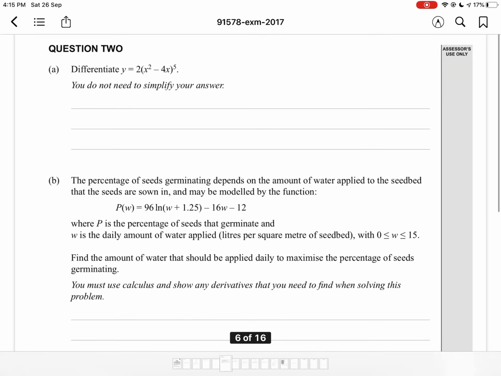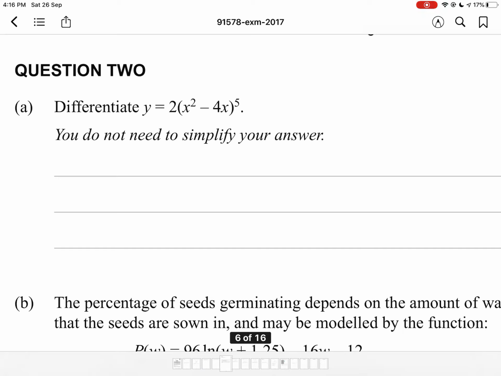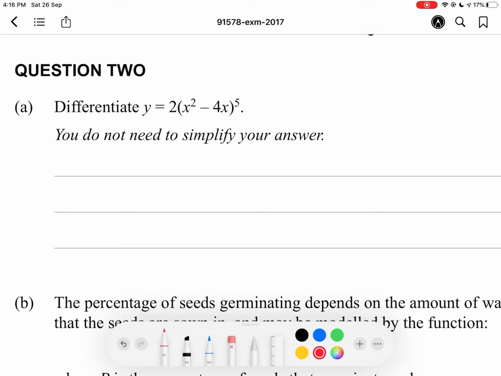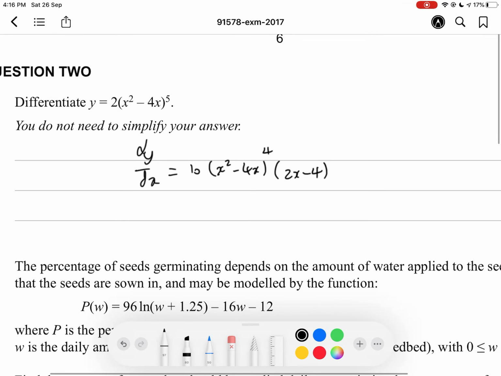Looking at question 2: differentiate y equals 2 times (x squared minus 4x) to the power 5. This is a very common chain rule question. So dy over dx equals 5 times 2, which is 10, multiplied by (x squared minus 4x), taking the power down by 1, 5 minus 1 is 4, multiplied by the derivative of the inner function, which in this case is 2x minus 4. We don't need to simplify our answer, so we can just leave it like this, and that will be enough for an achieved grade.